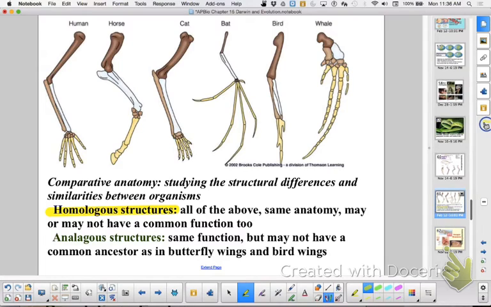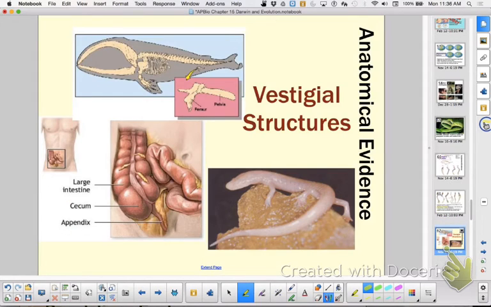So, anatomical evidence number 1 is homologous structures. Anatomical evidence number 2 is vestigial structures. These are structures that were useful in your evolutionary past but are no longer useful, so it points to a common ancestor. We've talked about this before. Salamanders with vestigial eyes, cave-dwelling salamanders. They don't need their eyes anymore, so they came from an ancestor who had eyes, but because they've lived generations in a dark cave, they don't need them anymore.